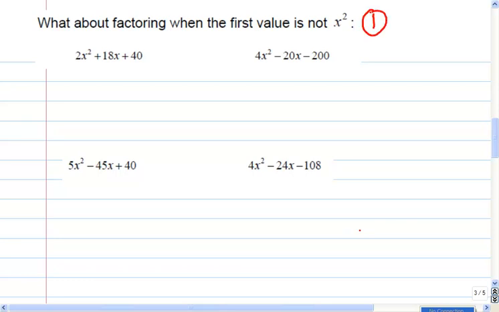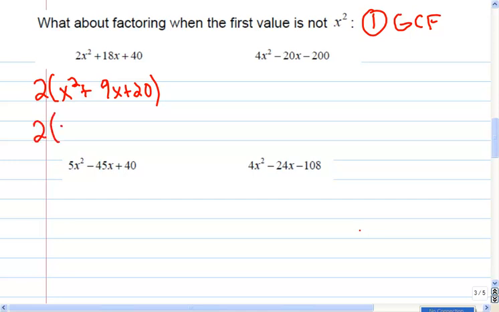So number 1, we're always going to try to take out the greatest common factor and hope that things will work out. So for example here, everyone's divisible by 2. So I would rewrite this question like this before I went on any further. Okay? So then if I think about it, 2 numbers that multiply to 20 and add up to 9, that's going to be x plus 5 times x plus 4.